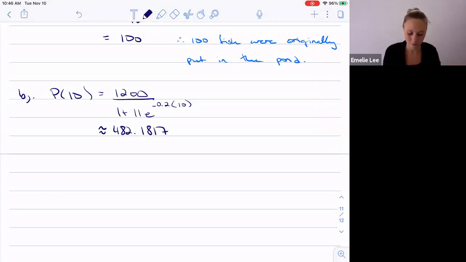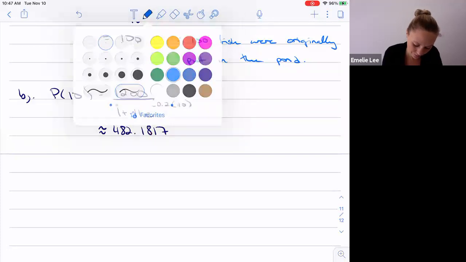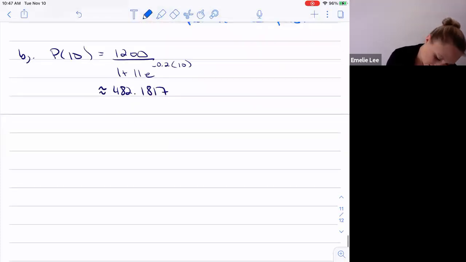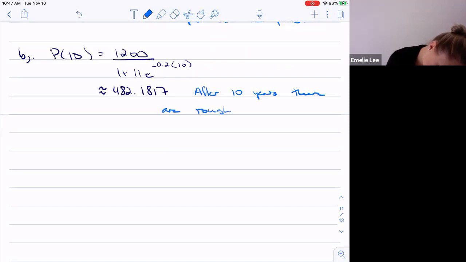Okay. Because this is a population, right, I have to round to a whole number. Usually what happens is we usually round up. If you went to 482, that's totally fine, right? But there's just a little bit more than 482, right? So what we'll say is after 10 years, there are roughly 482 fish.